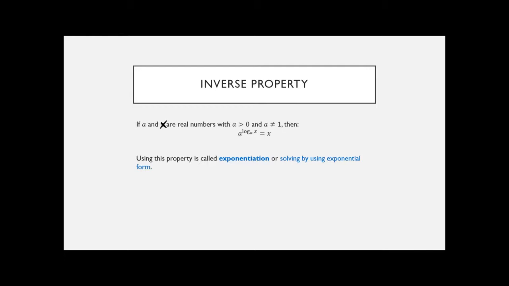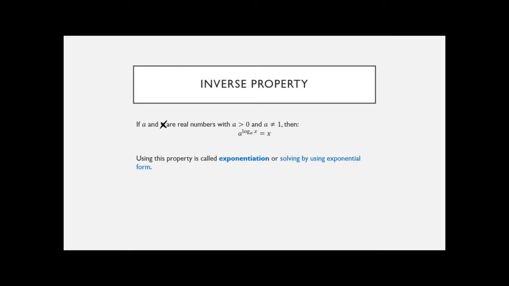If A and X are real numbers with A greater than 0 and A not equal to 1, then A to the log base A of X equals X. Basically, if there is a log and an exponent and they have the same base, then they cancel out. So our textbook calls this solving by using exponential form. I call it exponentiation, and that is a term you may see other people use as well. It's just a little bit easier than saying solving by using exponential form. It's shorter.